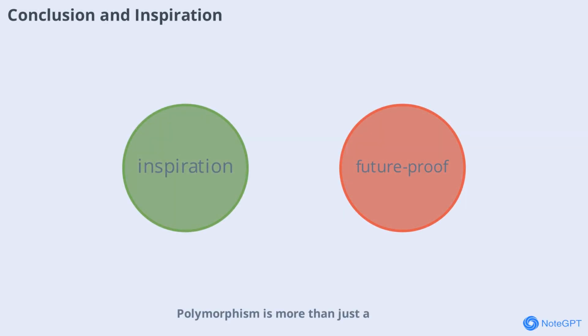Polymorphism is more than just a technical concept. It's a mindset that encourages flexibility, creativity, and growth. By embracing polymorphism, you can write code that's not only functional but also elegant and future-proof.